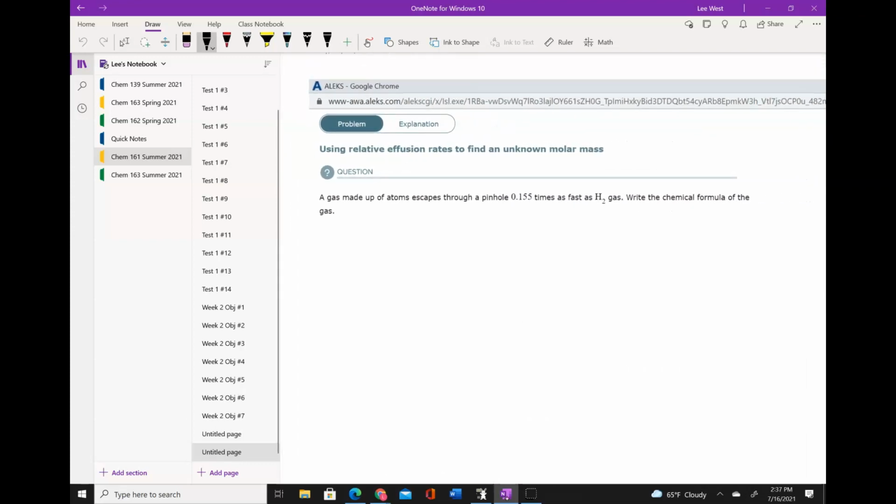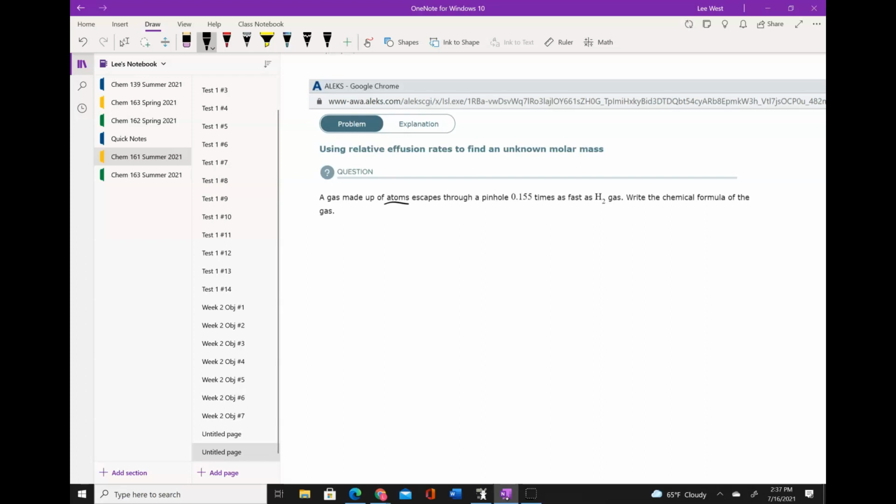It says a gas made up of atoms. So really what this is telling you is that we have a monatomic gas. So maybe we have something like helium, or like we saw in the previous example, neon, or argon, something like that. Just something that's just a single atom. So what this means this time is when we solve for the molar mass of our gas, we're going to be able to look up that molar mass directly in the periodic table. We don't have to do anything like halving it before we look it up in the periodic table.